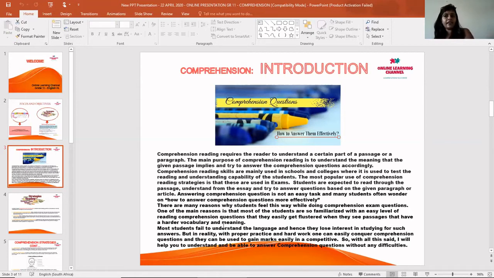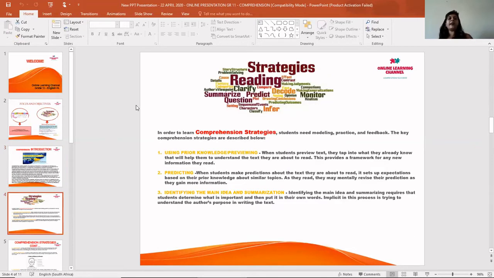So with all of this said, I will help you to understand and be able to answer the comprehension questions without any further difficulties. All right, we're going to look at the strategy, which is your reading, your predicting, your summarizing. Right, in order to learn comprehension strategies, students need modeling, practice, and feedback. The key comprehension strategies are described below. Now, what I've got for you is 6 different strategies which you can use when you are reading your comprehension passage.